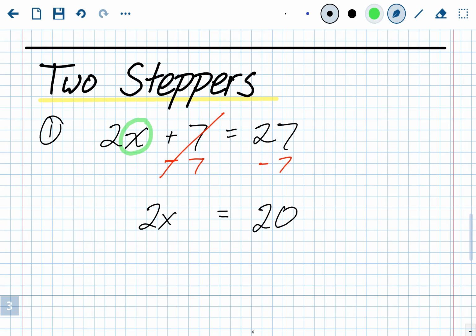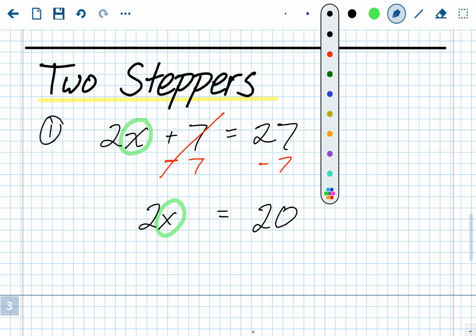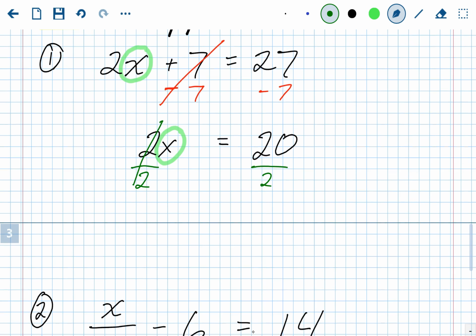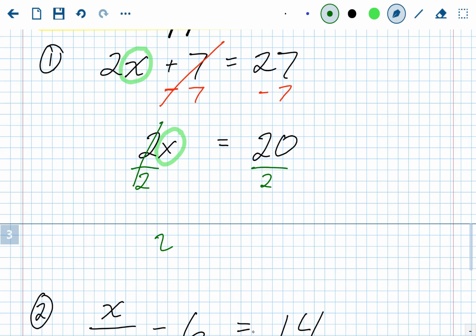And now we're down to a 1-step equation. 1 step, we have 2 times x. We need to get rid of that 2. To get rid of a 2 times x, you're going to divide both sides by 2. Okay. These can cross out because 2 divided by 2 is 1. And what we're left with is x by itself on the left and 20 divided by 2 on the right, which is 10.